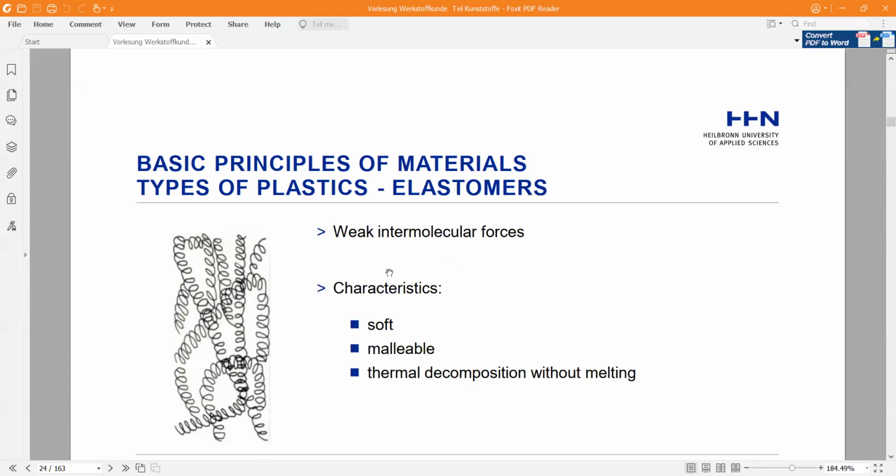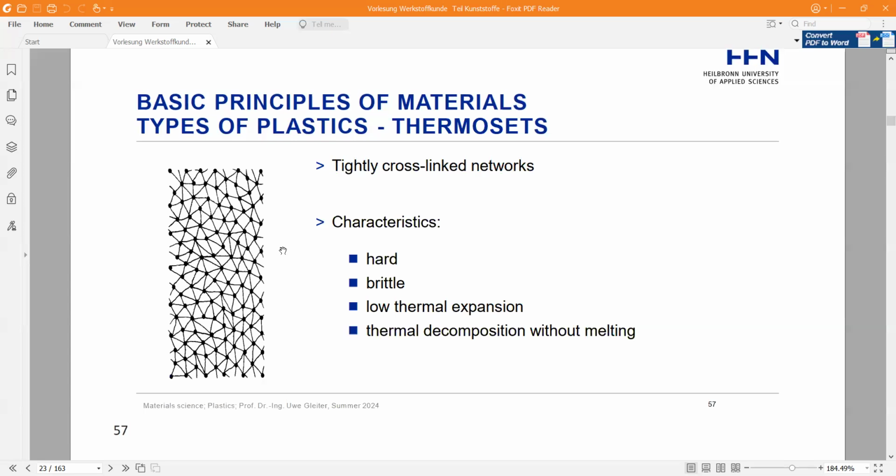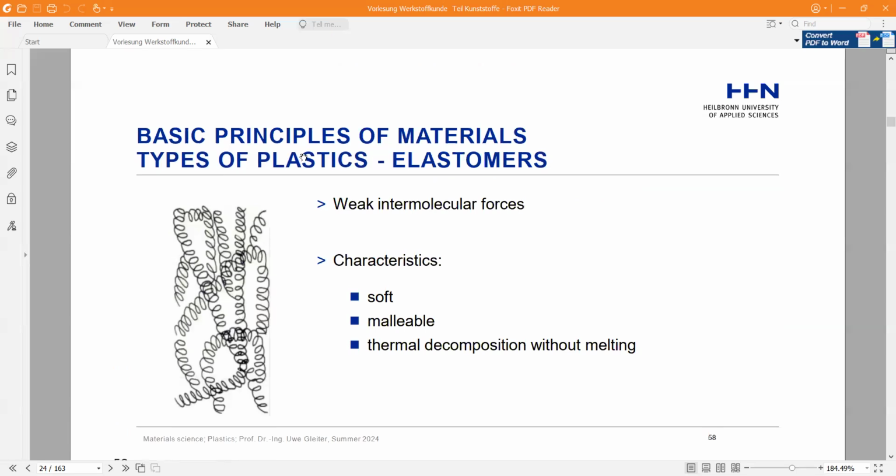Elastomers or rubber are weak in intermolecular forces. Their characteristics: they are soft, malleable, with thermal decomposition without melting. Here we have a primitive drawing of these molecules. For these thermosets, we have a triangle type network, and in elastomers we have spiral type molecules which are soft and quite elastic.